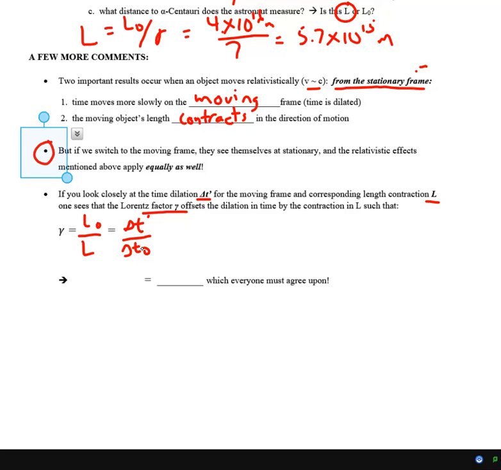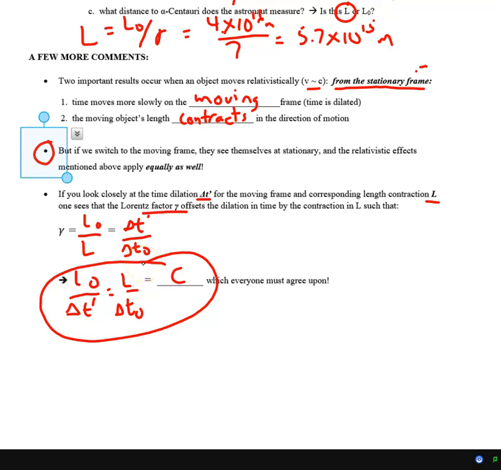Now, if I cross multiply and solve and make this a speed, a distance divided by time, it works out that I have L naught over delta t prime, and that's got to equal L over delta t naught. If you look closely at those and back to the other equations, each one of those is nothing more than the speed of light, which everyone must agree upon. So we see that there is this internal consistency that can be lost in trying to figure out all the different measurements that change because of the different frames of reference.